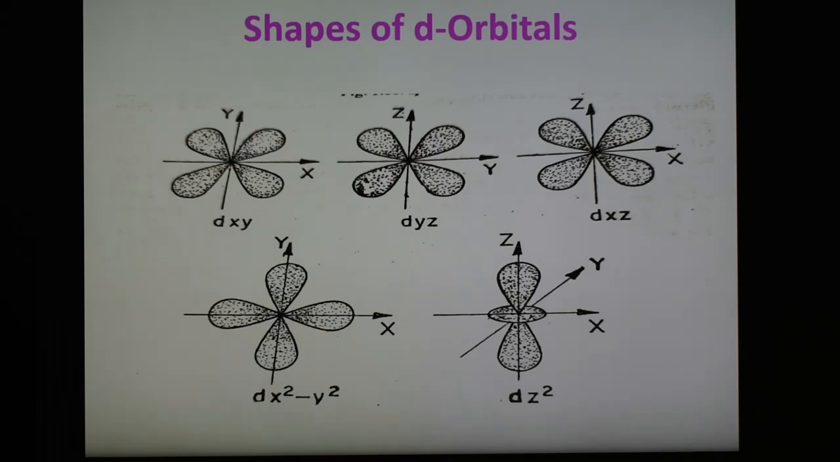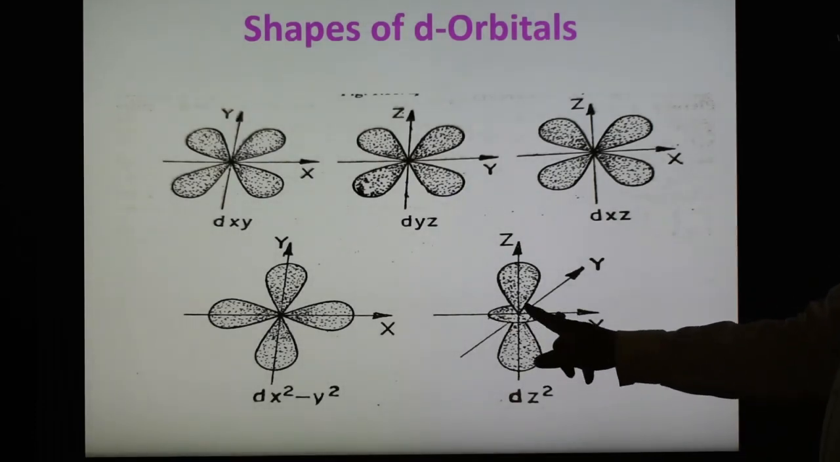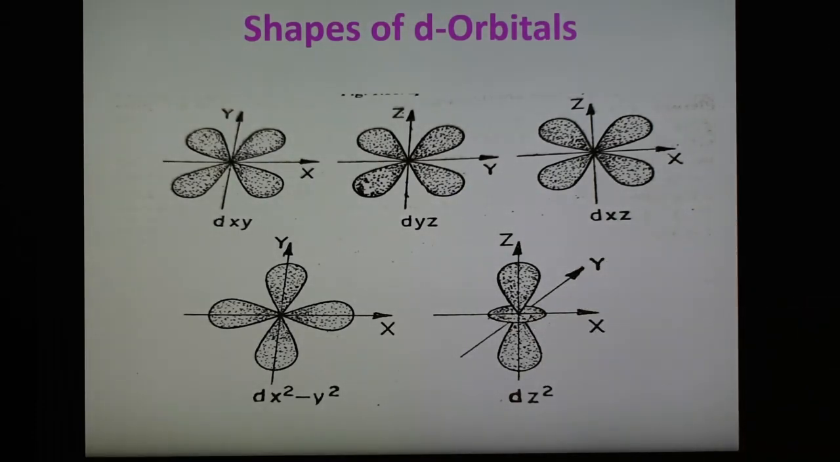And the third one, the last one, is the dz² orbital. This orbital consists of 2 lobes of high electron density, and these lobes are present along the z axis. There is also one important point: there is a ring of high electron density at the center of this orbital.